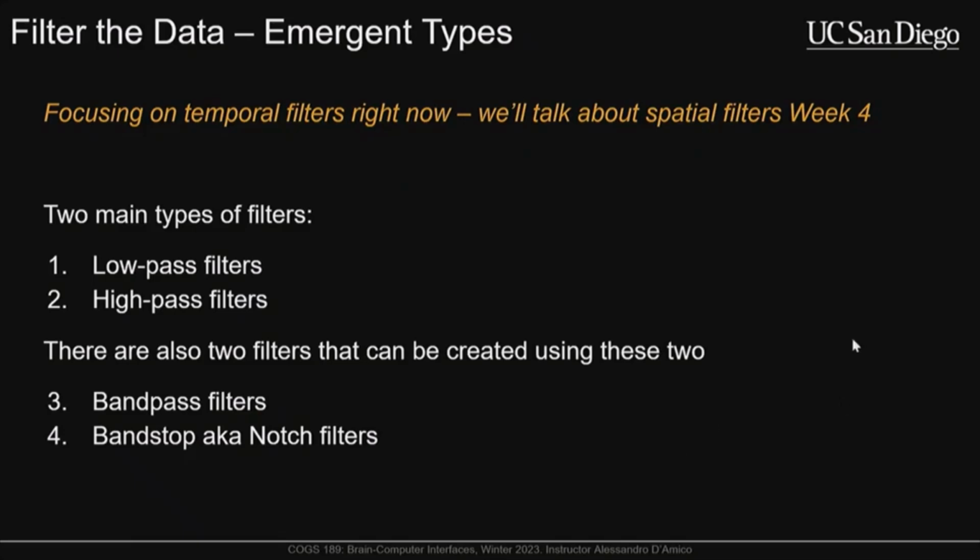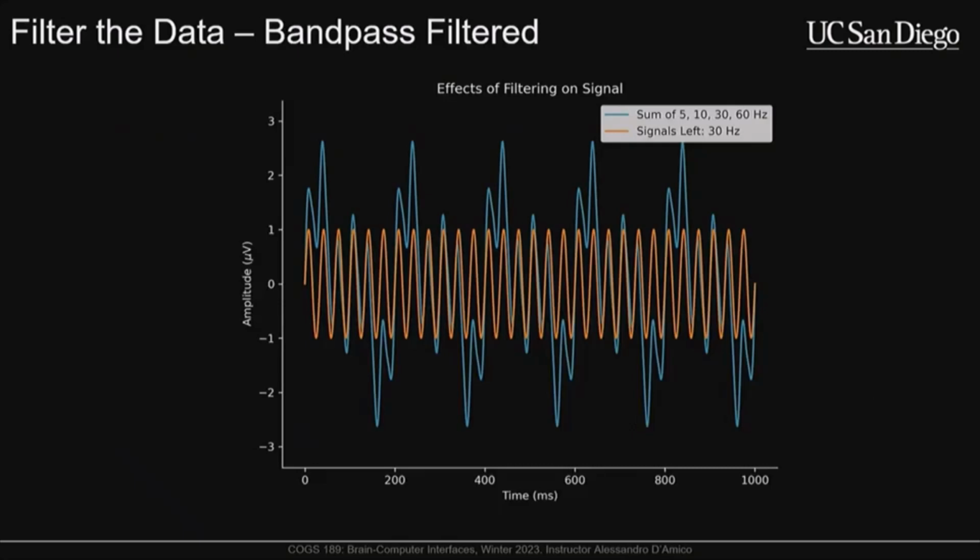Yeah, typically we'll call them notch filters and not band stop, but they are technically called band stop filters. So here's an example of a simple bandpass filter. In this case, we would create a filter that's, let's say, from 15 to 40 hertz. So we're only going to keep the signals that are faster than or equal to 15 hertz and slower than or equal to 40 hertz.